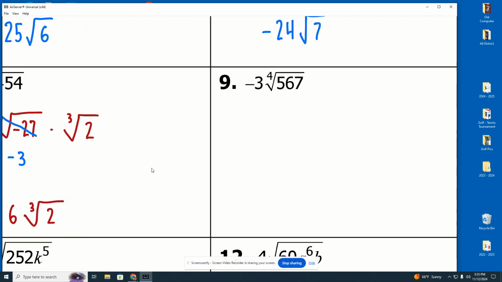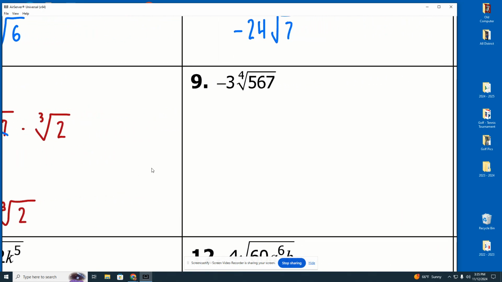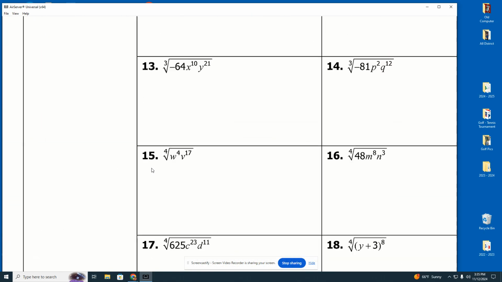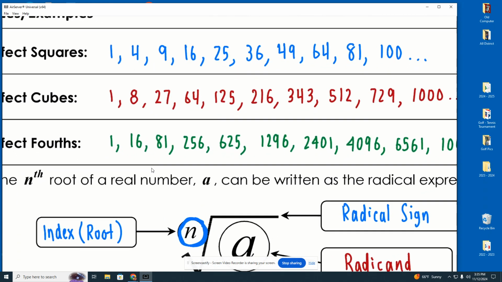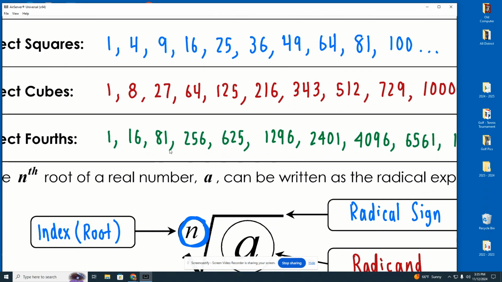And then the last two were fourth roots. So again, we're only going to focus on our perfect fourths for this. So if you look at your list, 567 is not on my list of perfect fourths. So I'm going to take 567 and divide it by 2, and I get 283.5. That's right here. So I'm only working my way down from here. So let's start with 256.